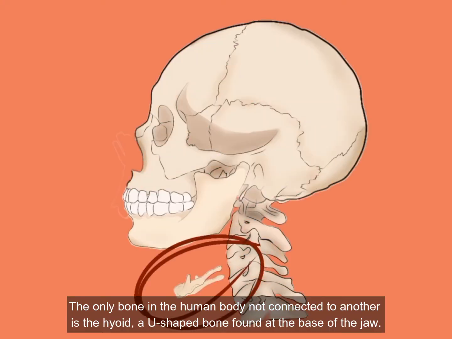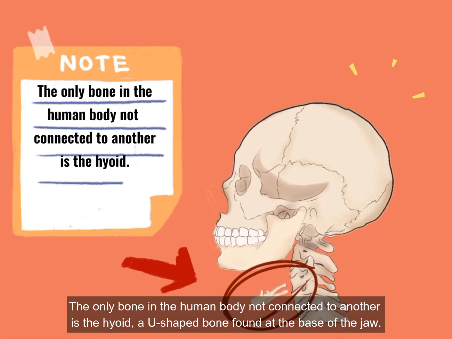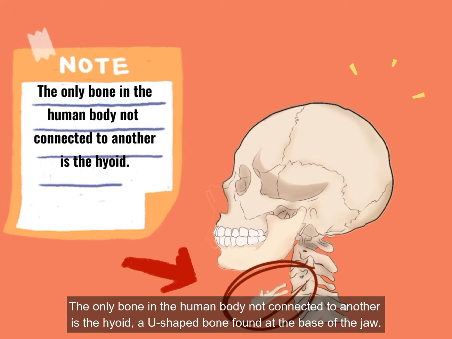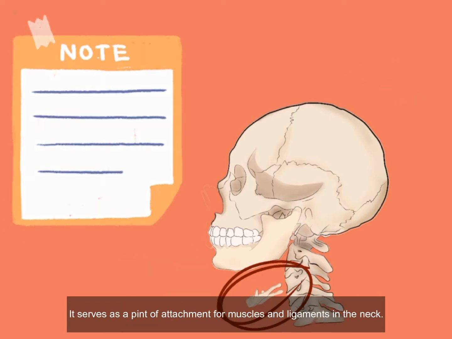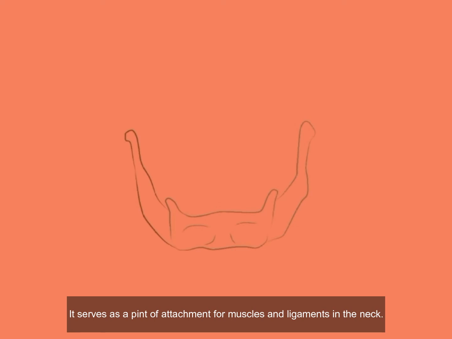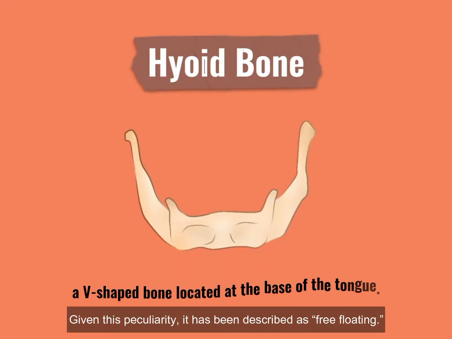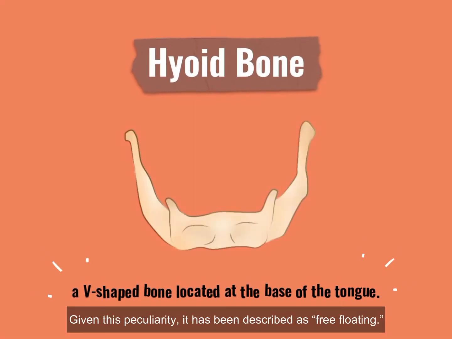The only bone in the human body not connected to another is the hyoid, a U-shaped bone found at the base of the jaw. This serves as a point of attachment for muscles and ligaments in the neck. Given this peculiarity, it has been described as free-floating.